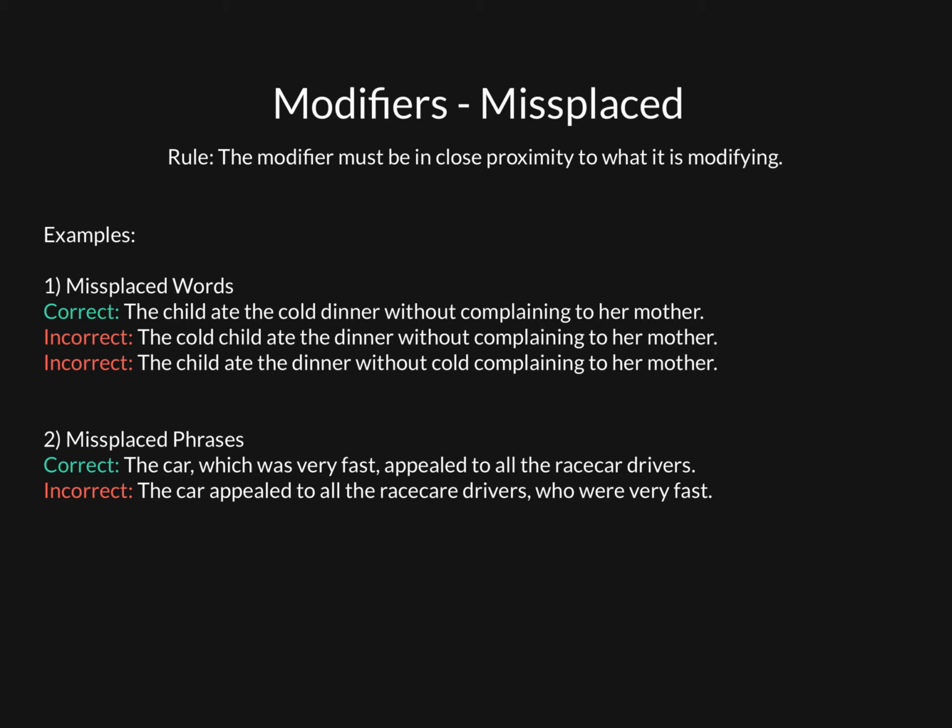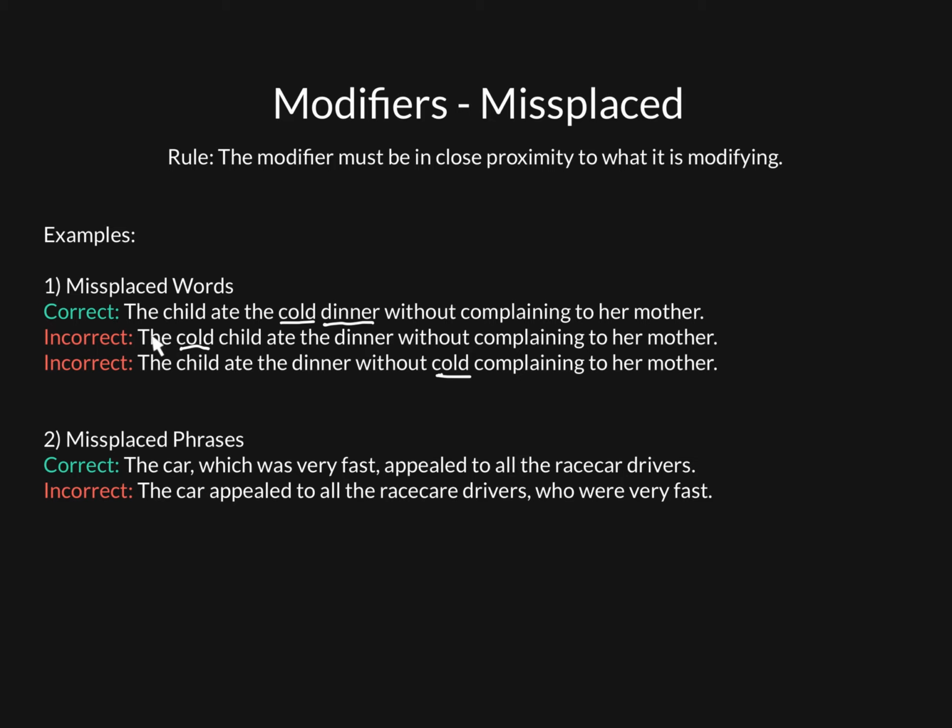So in this first sentence, we have, the child ate the cold dinner without complaining to her mother. So that's indicating that we're describing the dinner by using the word cold. And we know that because cold is directly next to, or in close proximity to, the dinner. However, if we moved cold somewhere else in the sentence, let's say here or here, then that is indicating that different things in the sentence are cold.